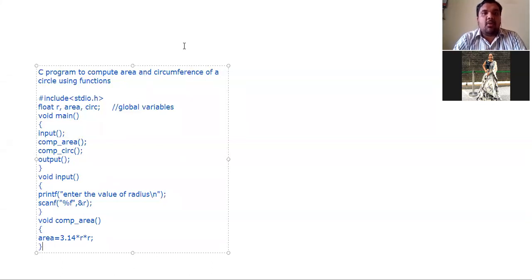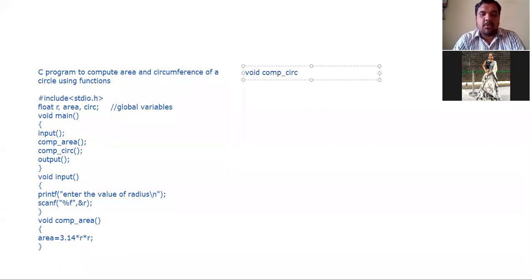Next one. What is the next function we are supposed to take? That is compute circumference. That means void comp_circumference. The compute circumference function will be declared now. What exactly has to be done here? Circumference is equals to, what is the formula for finding out the circumference of the circle? It is 2 into pi into r. Correct, right? That's all. Calculation of circumference of the circle is also over.